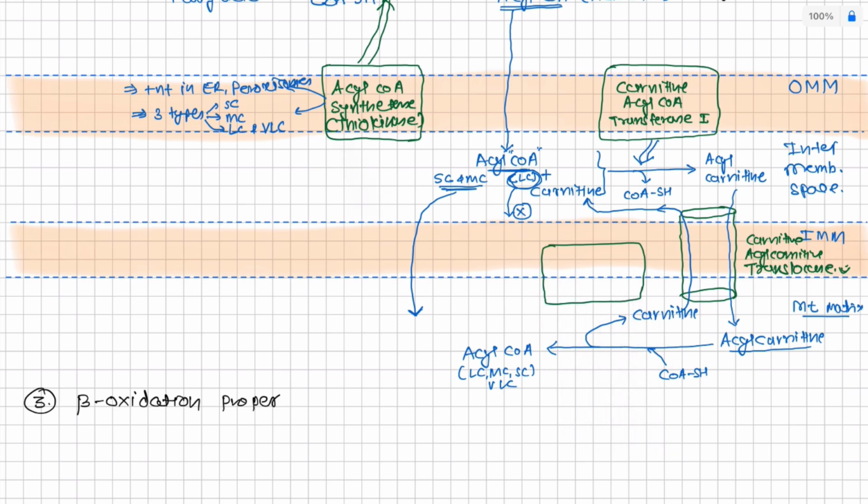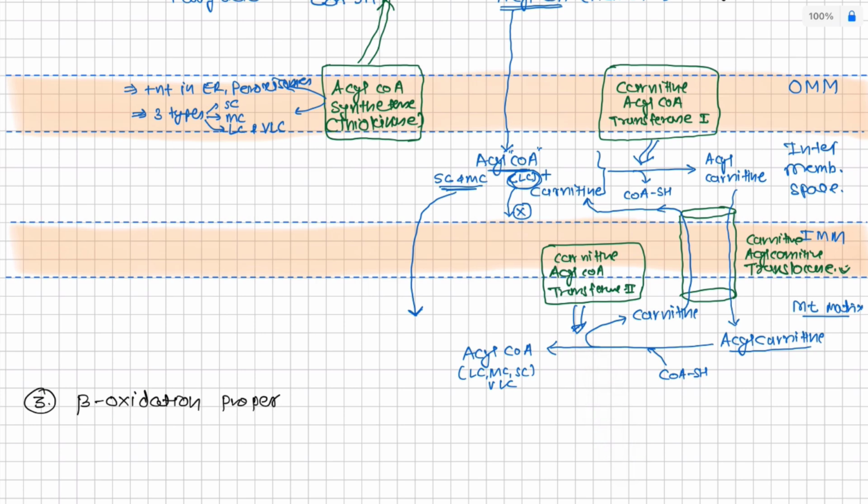Unlike the previous two enzymes, this enzyme is present in the inner mitochondrial membrane, and second, it is not protruding on both sides, rather it is protruding only inside. So the name of this enzyme is carnitine acyl coenzyme A transferase 2. This particular enzyme catalyzes this reaction.